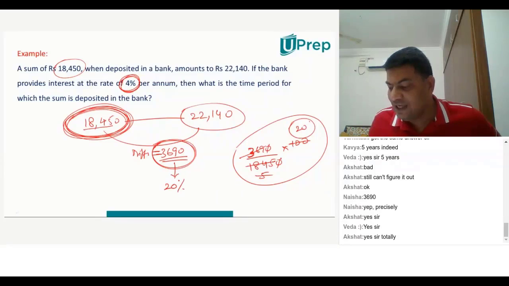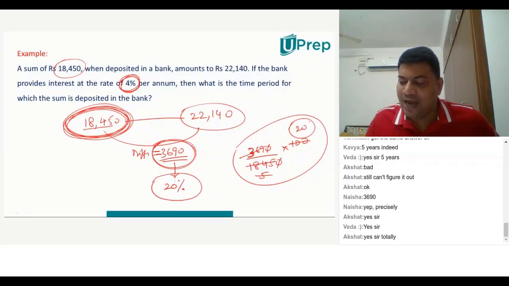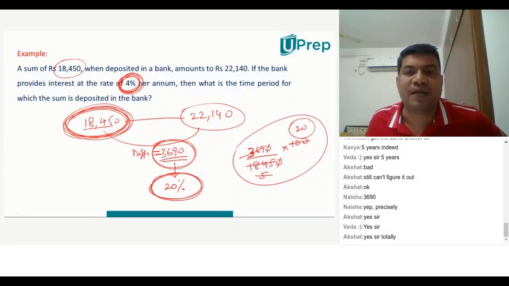The moment I see the interest that you're earning is 20% and you're earning 4% per annum, so how many years will it take to become 20%? It takes 5 years. That's how you get the answer.